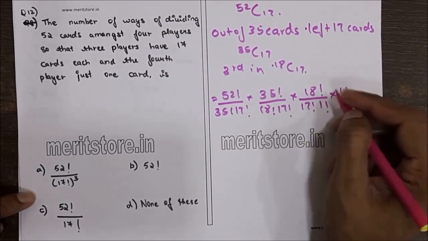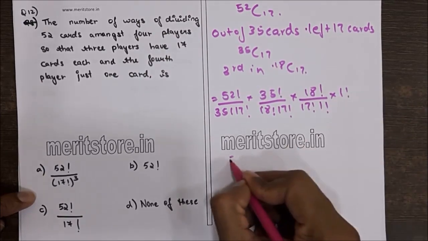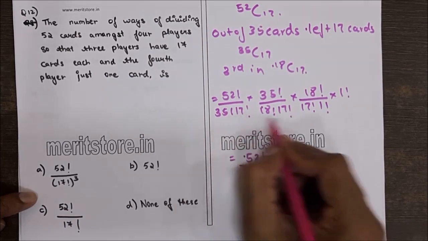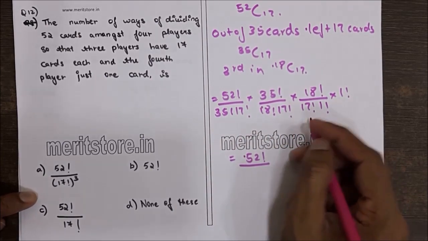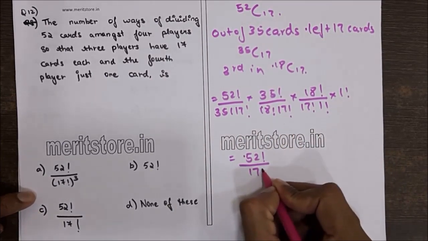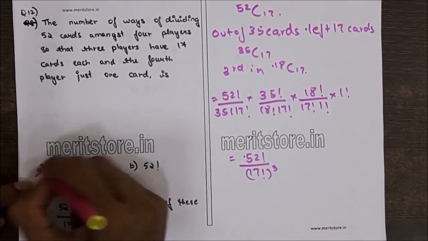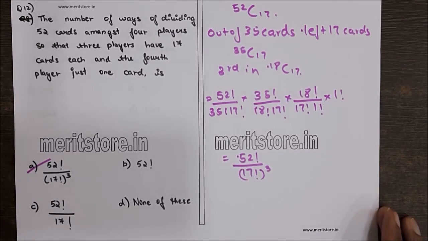Further solving this, we get 52 factorial upon, if you see we have 17 in a 3 multiplication, so we write 17 factorial raised to cube, which is our option A. Therefore, option A is the correct answer.